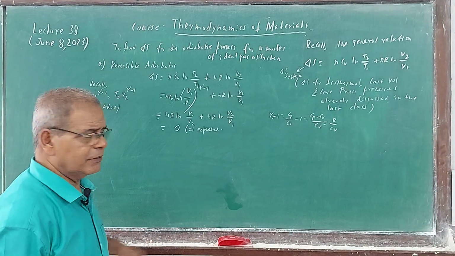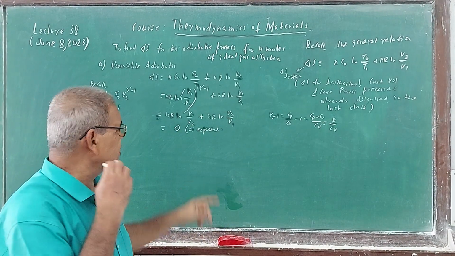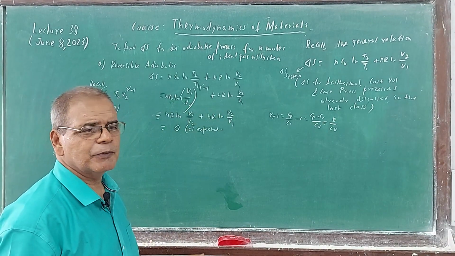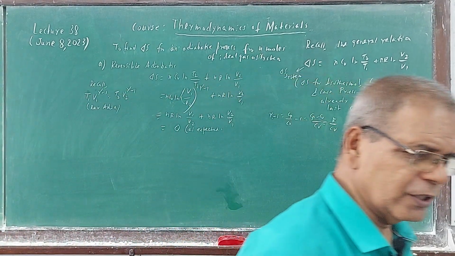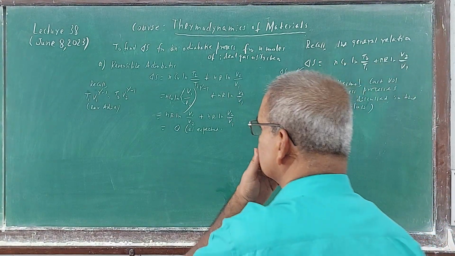Is it clear with you? This is log V1 by V2, this is log V2 by V1. If you add this, what will you get? Log 1 is 0. Always, log x is minus log 1 by x. Remember this, you should know this.